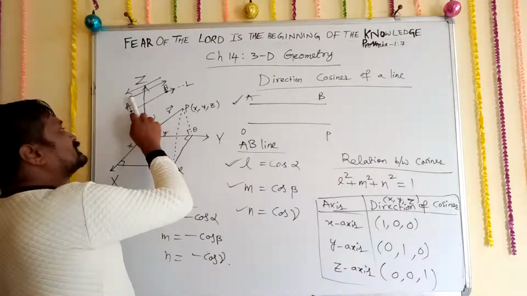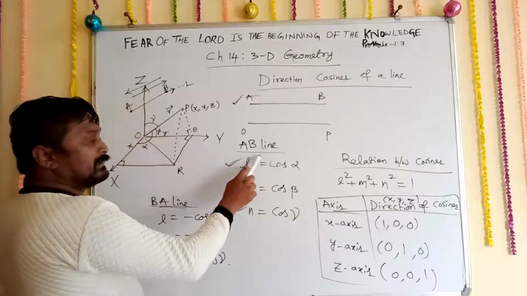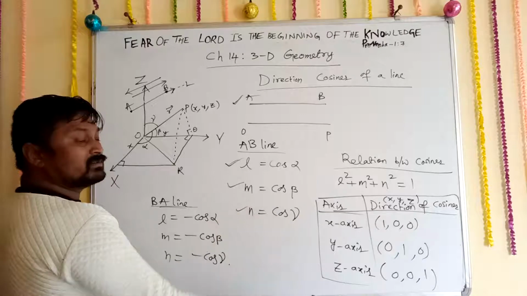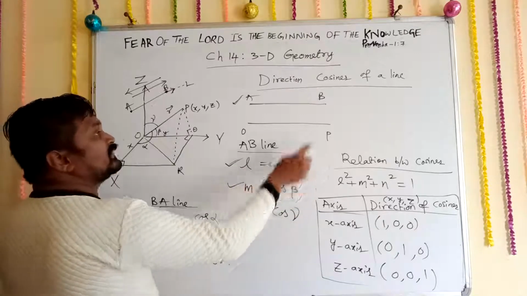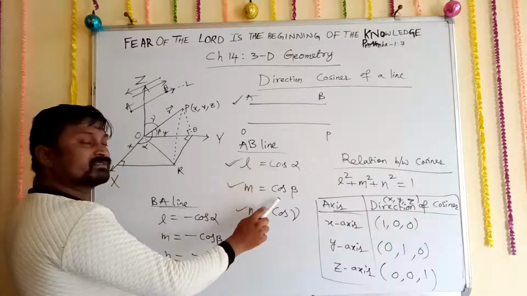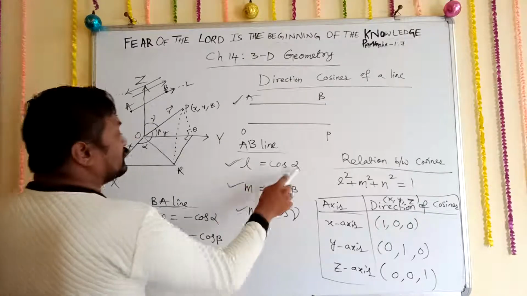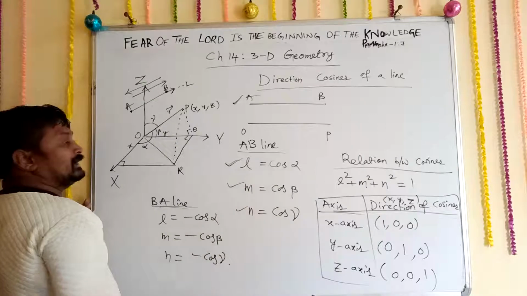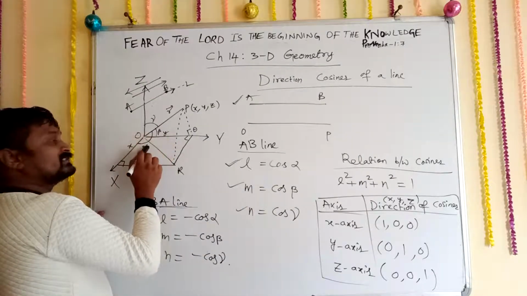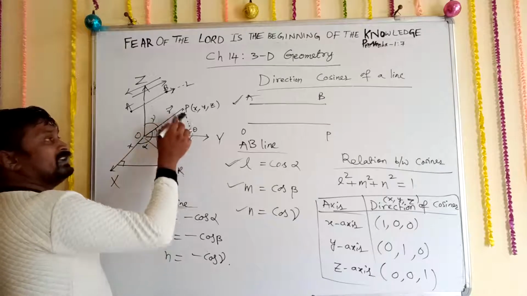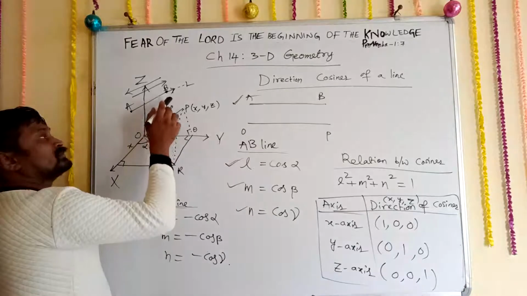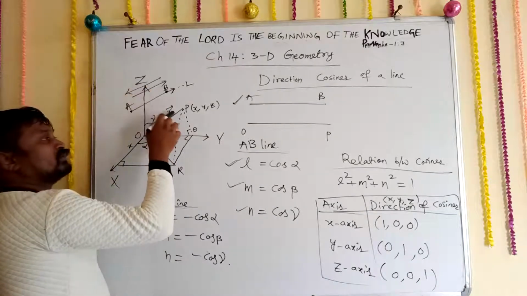So now the direction is from A to B. Here for line AB, L is equal to cos alpha, M is equal to cos beta, N is equal to cos gamma. Why do we use cos here? Because they are cosines, that's what we started with. Then what is alpha? What is beta? What is gamma? The angle between the x-axis and OP is alpha. The angle between the y-axis and OP is beta. The angle between the z-axis and OP is gamma.